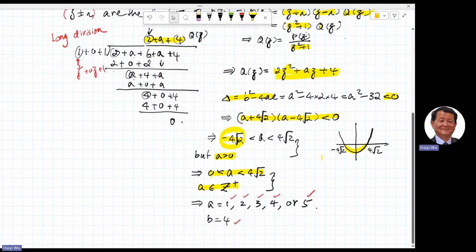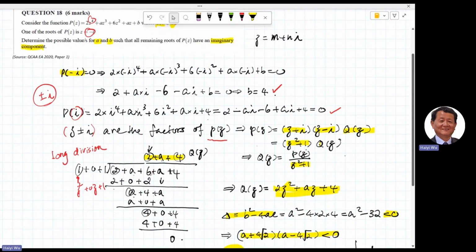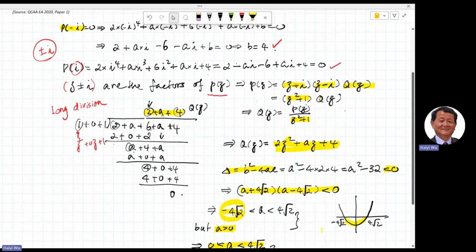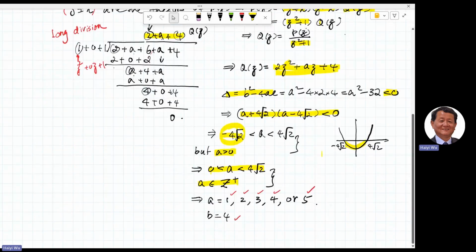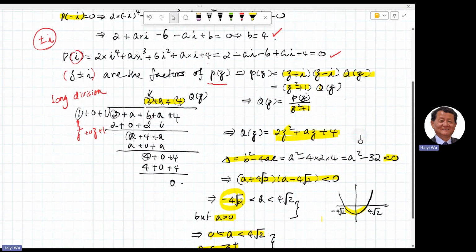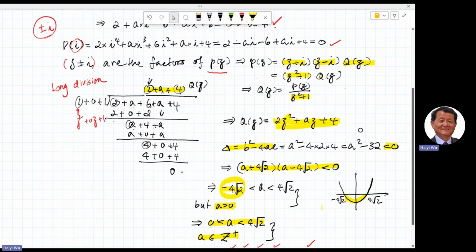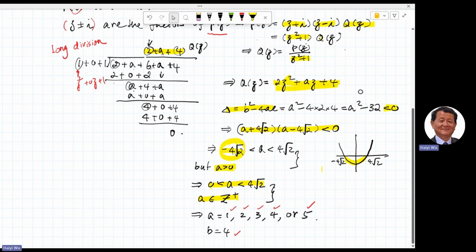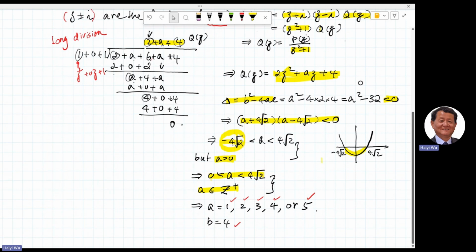So that's how we solved this complex familiar question using long division and also using the roots theory. Remember the division, and also the factors, so don't forget factorizing the polynomial.